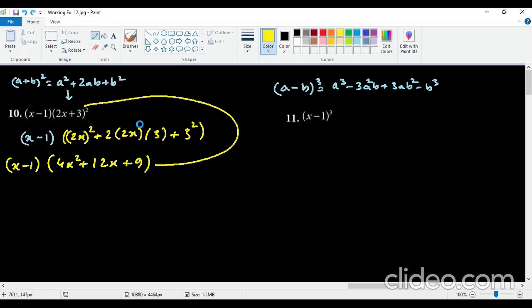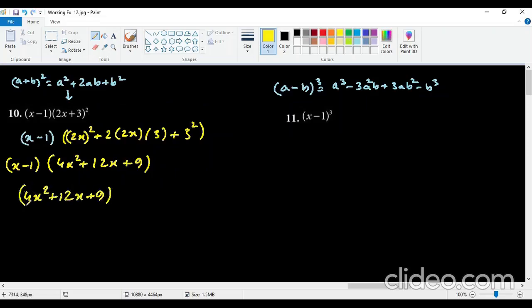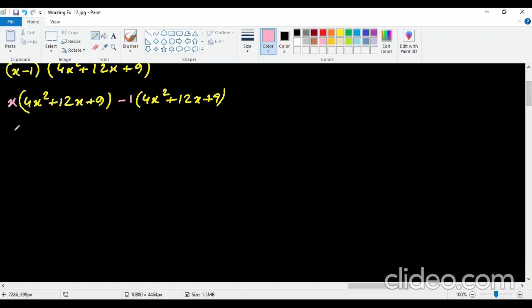Okay. Now I will write 4x square plus 12x plus 9 two different times like always. Now the first value is x and the second value is negative 1. Further calculation is going to give me 4x cube plus 12x square, and the third one is going to give me 9x minus 4x square minus 12x and minus 9.